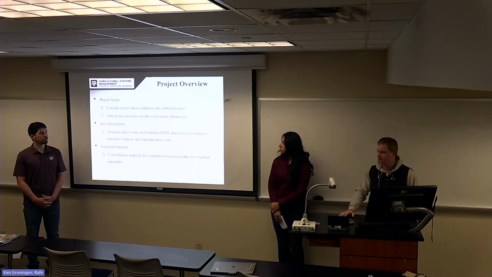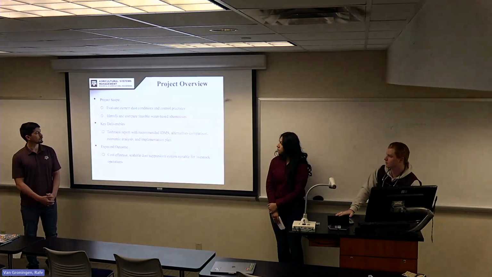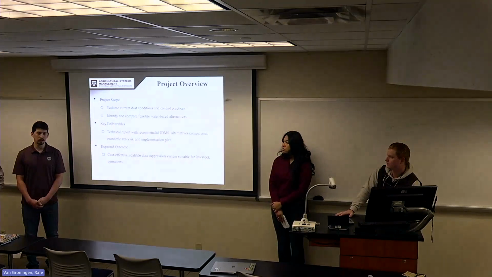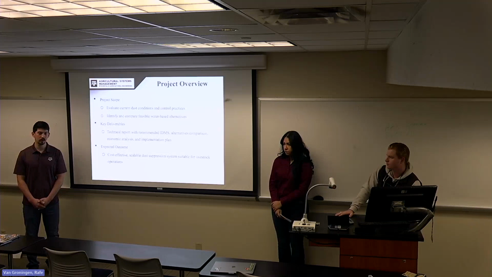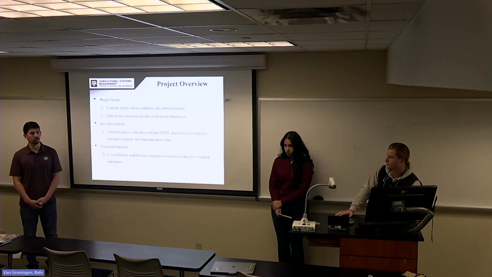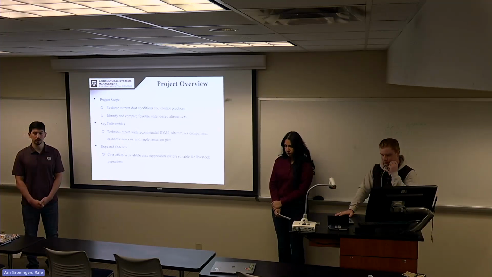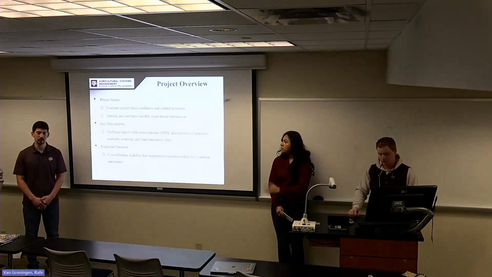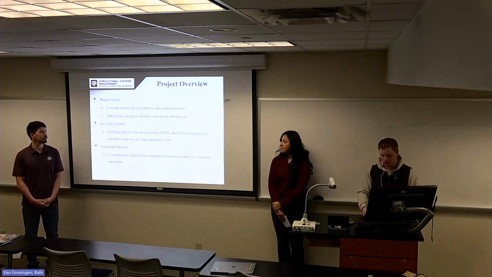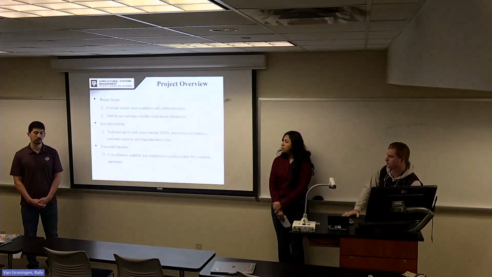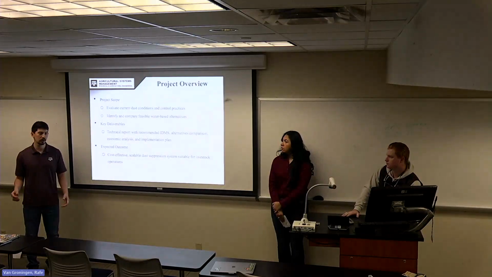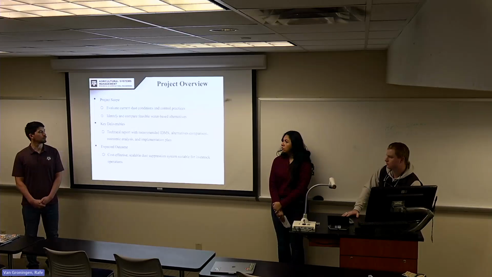So our project overview has a project scope, key deliverables, and expected outcomes. For our project scope, we're evaluating how much dust is actually in the air, so we make sure that we evaluate how much dust we're removing from the air. We actually have a measure for that. We're also going to use a water-based system for our project.